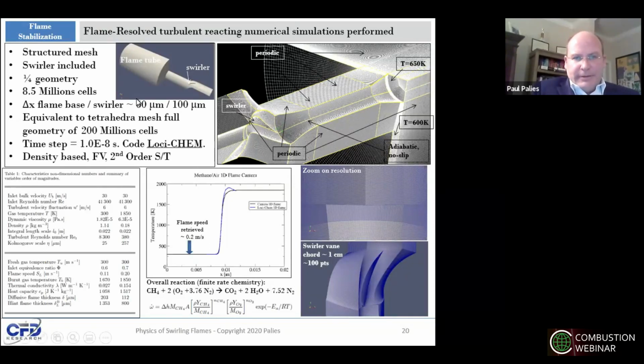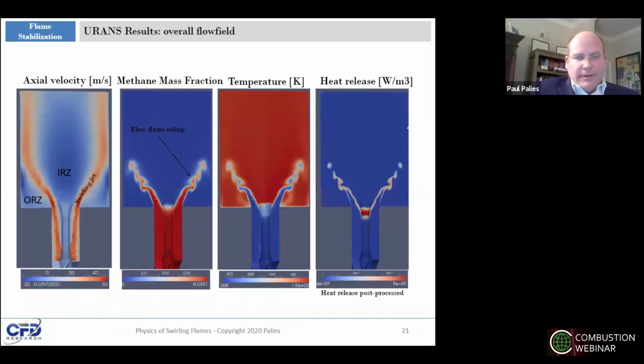And I use the USCN code. So first of all, we can look at the results. Here you see the axial velocity on the top left. I duplicated the results to have a cut plane here. You see the methane mass fraction, then the temperature and the heat release in watts per cubic meter. And this shows some of the key structures we discussed in the beginning of this talk.